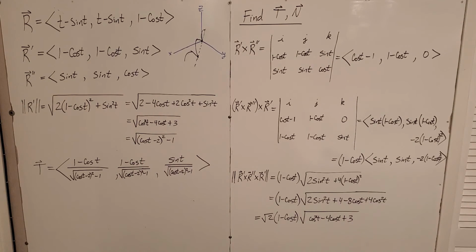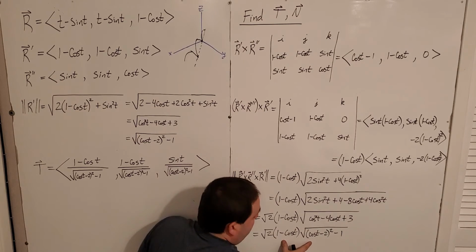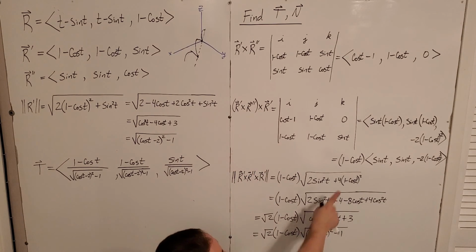Right? So I'm left with this thing that I could also complete the square on, this piece right here. So I have square root of 2, 1 minus cosine t, square root of cosine t minus 2 squared minus 1. This will be the length. Now this is the length of that vector that I just found.